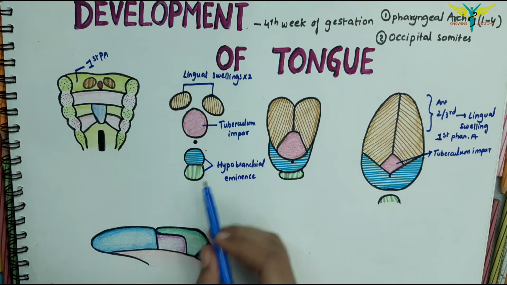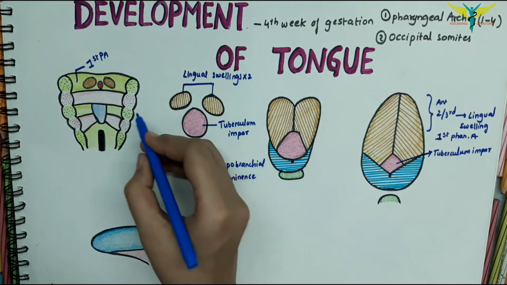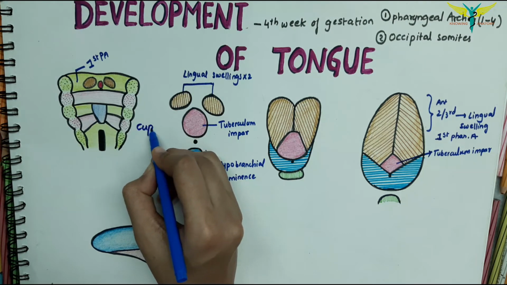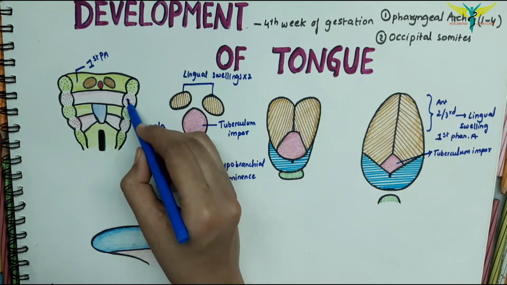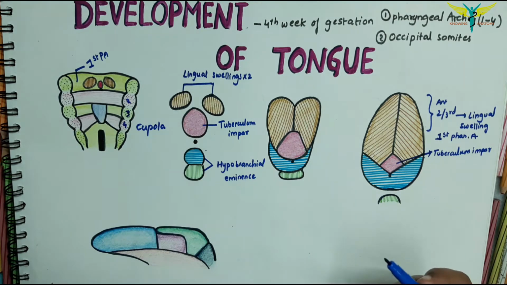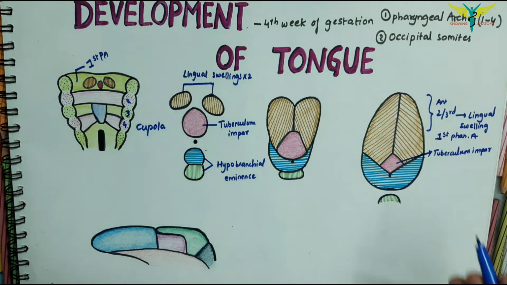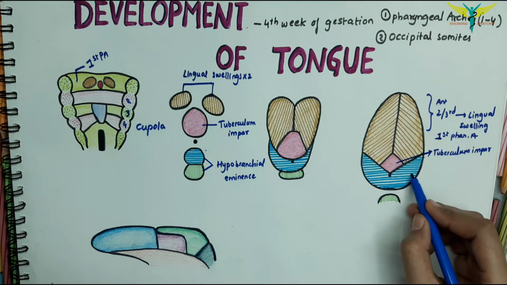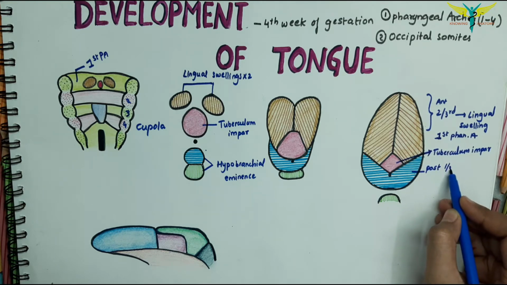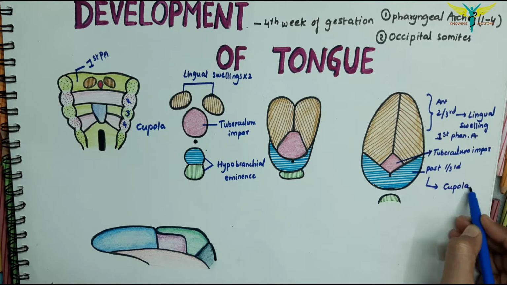This whole part is the hypobranchial eminence. It is derived from the 2nd, 3rd and 4th pharyngeal arches. It is also called the copula. It forms the mucosa of the posterior 1/3 of the tongue. You can see it in the diagram. The posterior 1/3 of the tongue is formed by the copula.